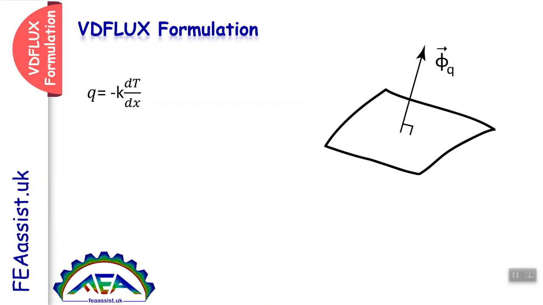Actually, we define flux in heat treatment or heat transfer problems as q equals minus K dT/dx. And for mass diffusion it is minus D dC/dx, where C is the concentration and D is the diffusion coefficient.